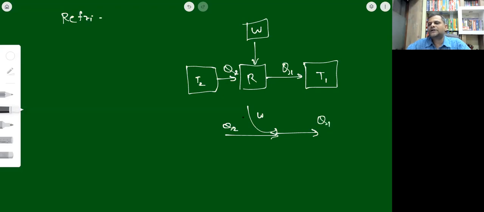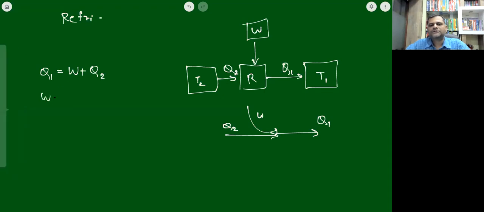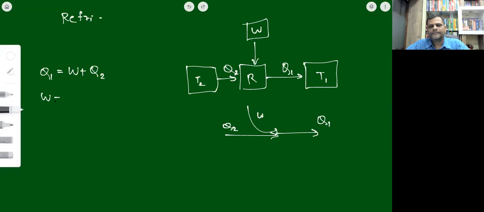So therefore we can say that the equation is once again the same here, that is Q1 is equal to W plus Q2, which gives that W is equal to Q1 minus Q2 here. And the coefficient of performance in case of refrigerator will be denoted by alpha, and it will be defined as.